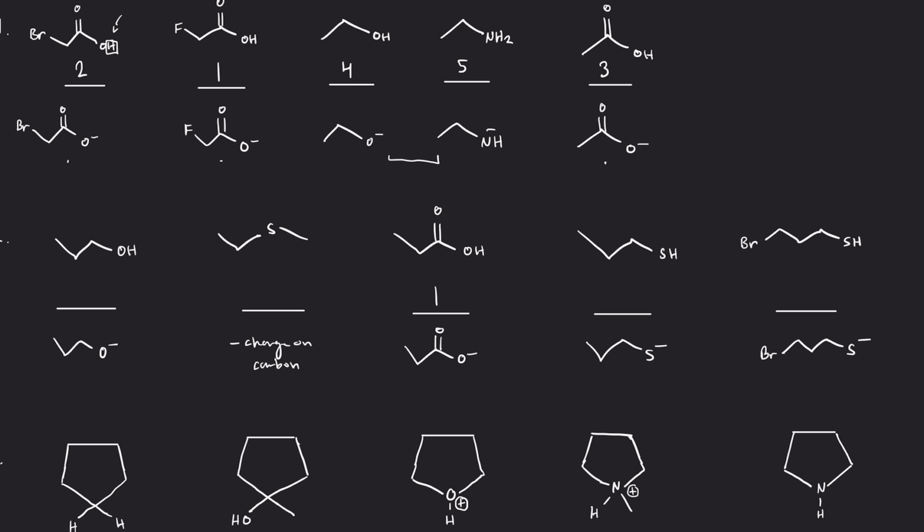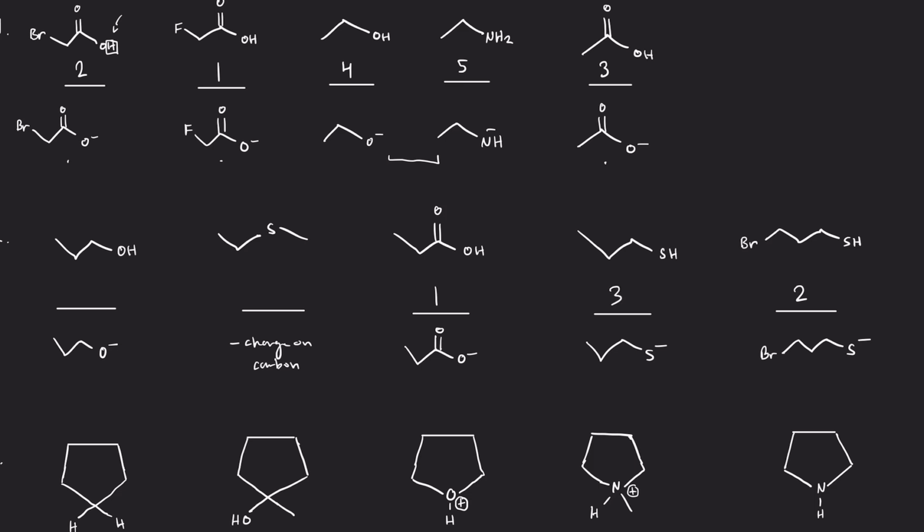Next up, I'm comparing the O minus and the S minuses. The S minuses are actually more stable than the O minuses because sulfur is bigger than oxygen, so the negative charge can spread out over a larger radius, if that makes sense. And so between these two sulfur conjugate bases, only one of them has the inductive effect, the Br. So that Br is electron withdrawing, so it helps stabilize the negative charge. So this one on the right will be my second most stable. Then this will be my third most stable.